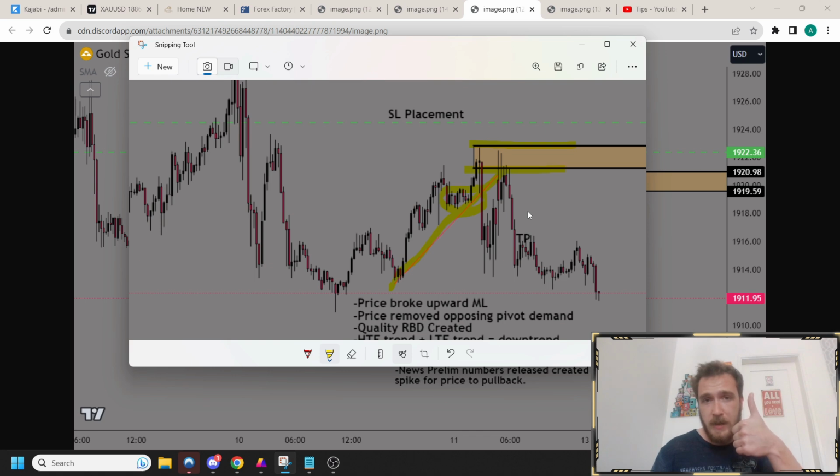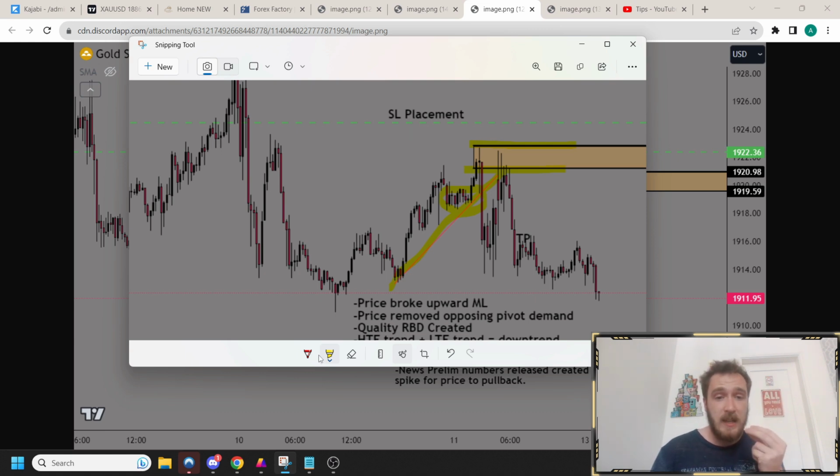Higher time frame downtrend. Lower time frame, we have the break of the upward trend line. We remove the opposing pivot point zone, and we have a very strong imbalance to the downside. Okay, those are four of the most important things.